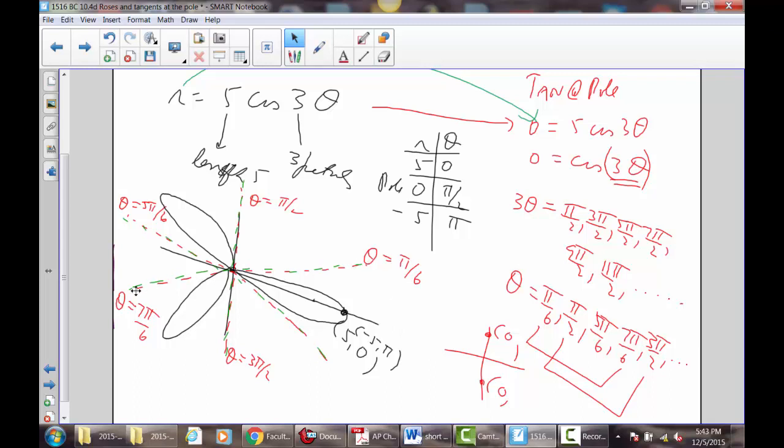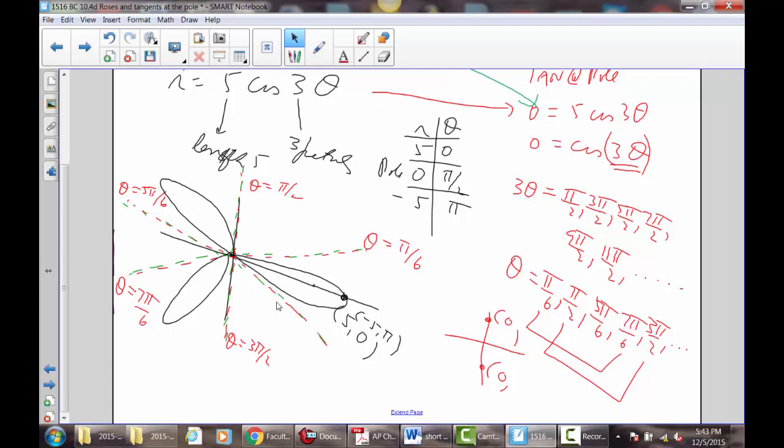So here's theta equals pi over 6. Here's theta equals pi over 2. Here's theta equals 5 pi over 6. And then they start to repeat, because theta equals 7 pi over 6 is the same line as theta equals pi over 6. So really, you have these 3 dotted lines. Now, because we have 3 petals and 6 spaces between the dotted lines, we have 1, 2, 3, 4, 5, 6 spaces. Therefore, there must be a petal every other space. And of course, we know the length of the petal.